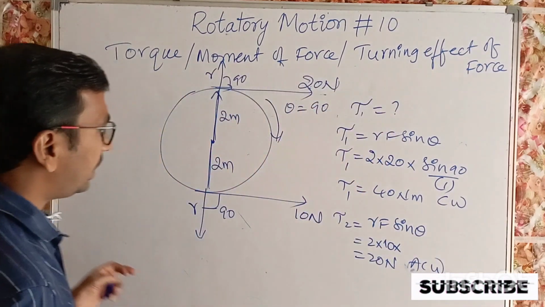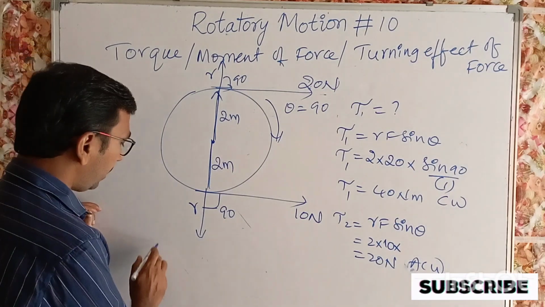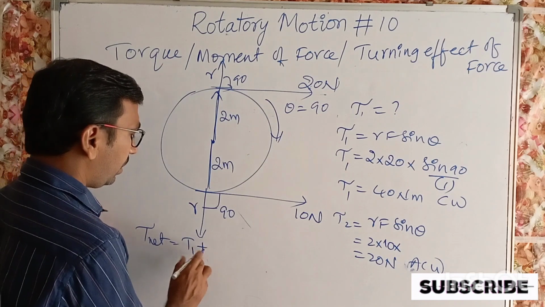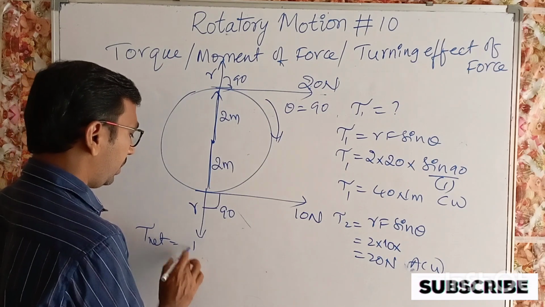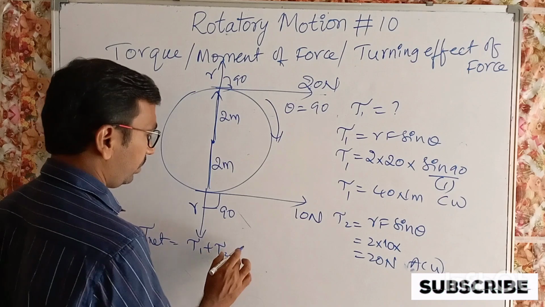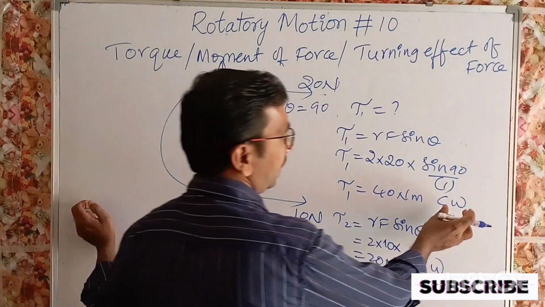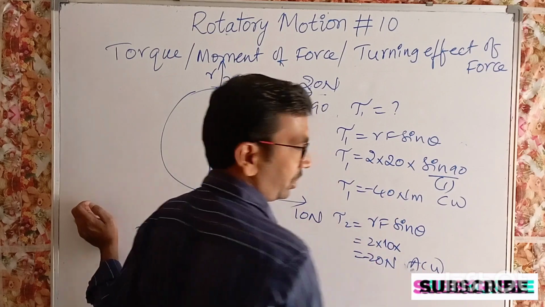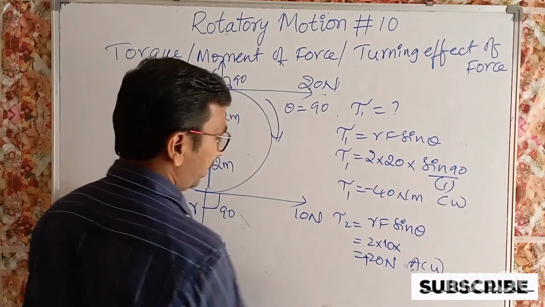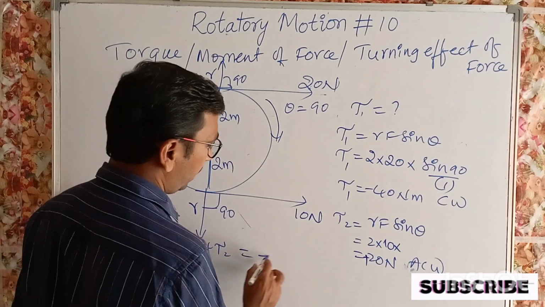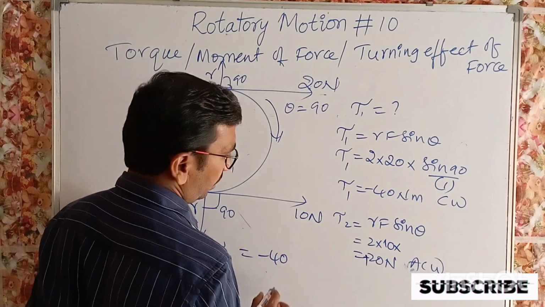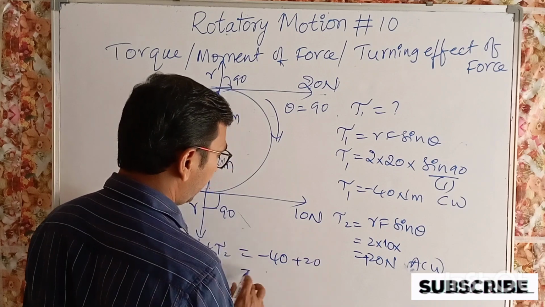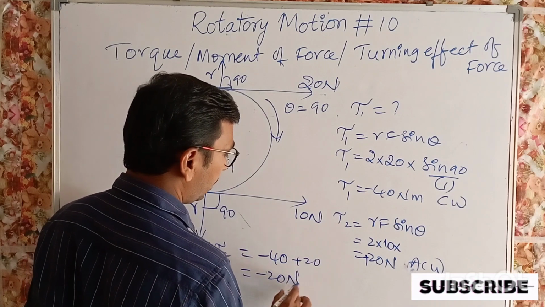So you can find out the net torque. Net torque is equal to torque tau 1 plus tau 2. Here there is CW. Clockwise sense you can consider negative, and anti-clockwise sense you can consider positive. That means T1 is equal to minus 40 newton meters and T2 is equal to plus 20. So the answer is minus 20 newton meters.